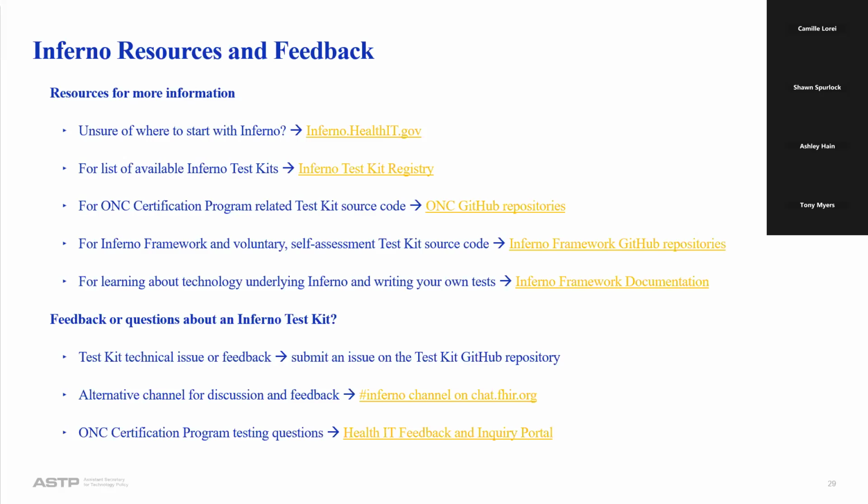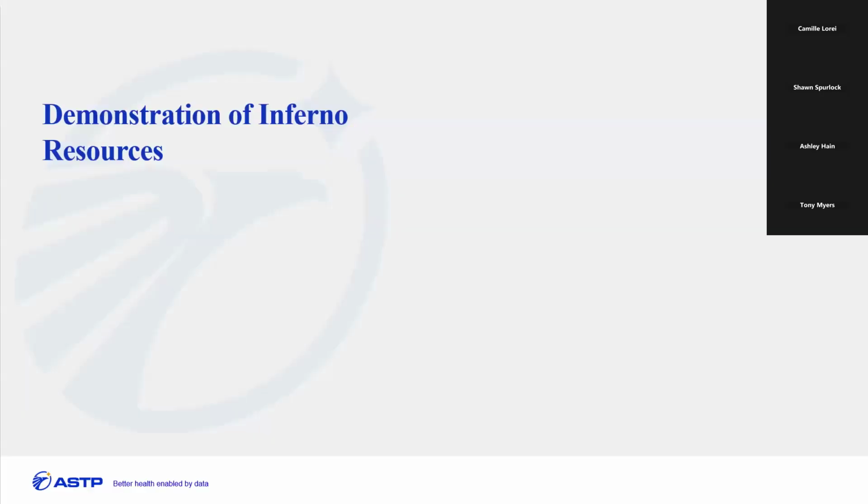And then lastly, if there are questions related specifically to the ONC certification program, such as testing for the G10 criterion, then that can be submitted through the ASTP ONC Health IT feedback and inquiry portal on healthit.gov. And that's again a place where you can submit questions related to certification program testing specifically. Okay, and then those are the slides that I have, and I figure I can now go through a demonstration of what some of these resources look like online. And so I'll share my screen, and we can see some of these resources online.